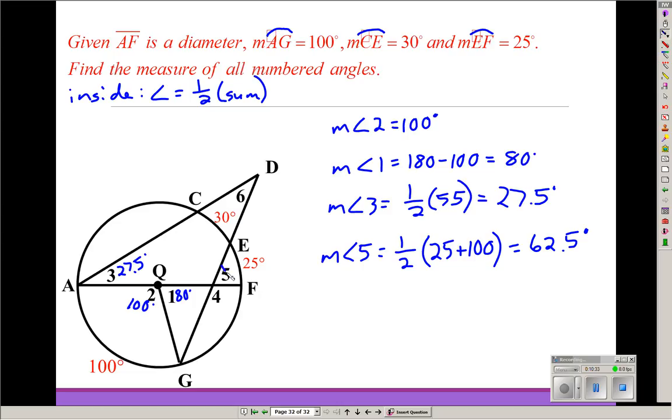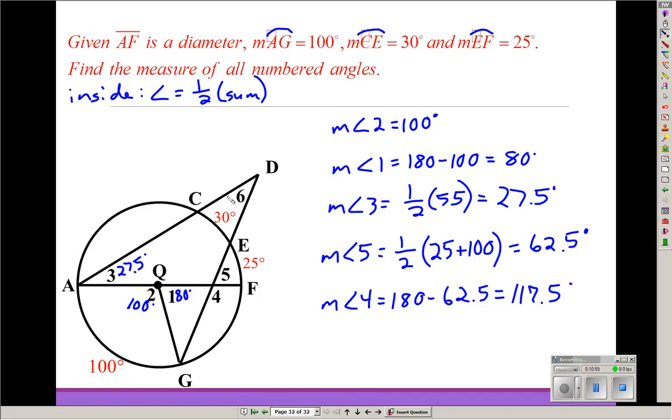Angle 5 and angle 4 are a linear pair, so I know that they add up to 180. So angle 4 is just 180 minus angle 5. So that'll be 117.5 degrees.